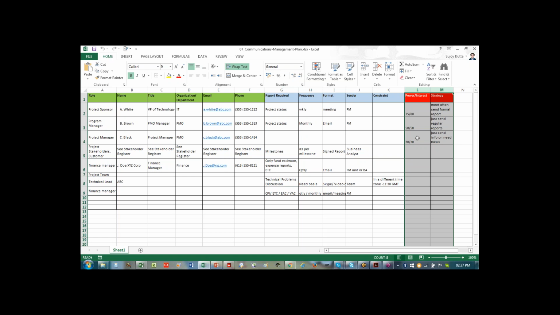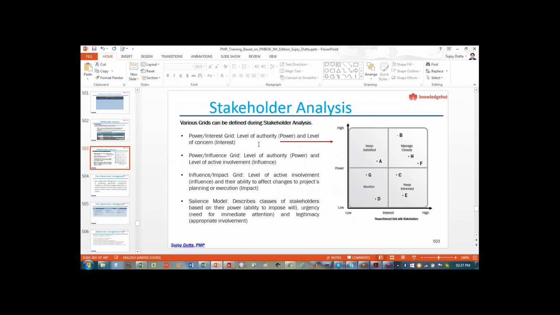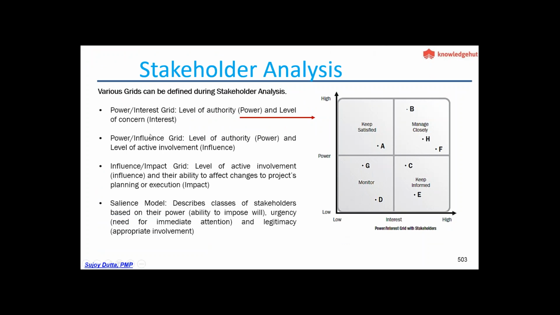They would mark their power and interest, and they use four different kinds of stakeholder analysis. The most common one is power interest, which is the one we are talking about. What else is compared is power influence, then influence impact, and then there is the salience model. The salience model is used to compare urgency, the need for immediate attention, and legitimacy, appropriate involvement. So these are the four different ones.